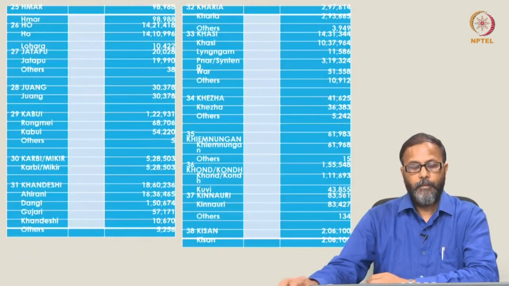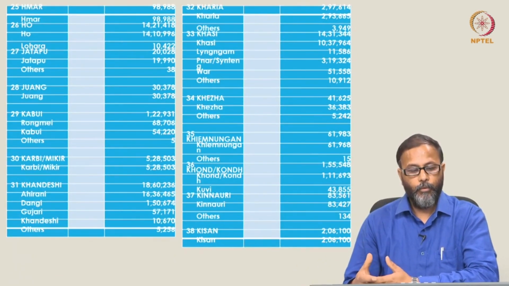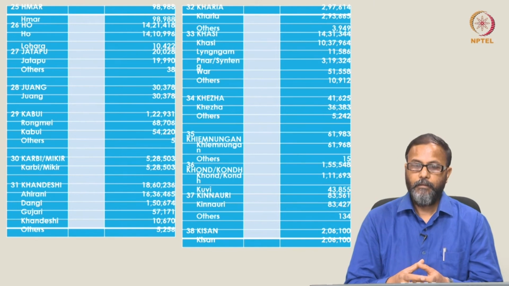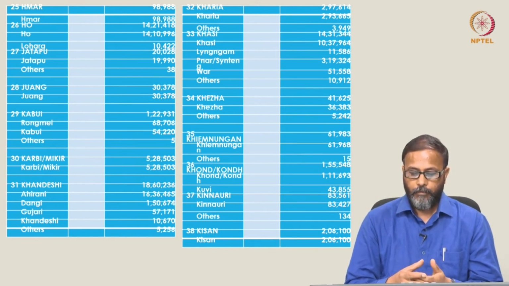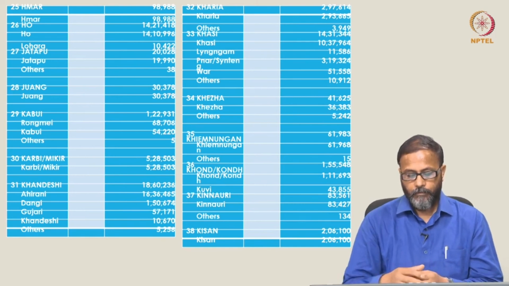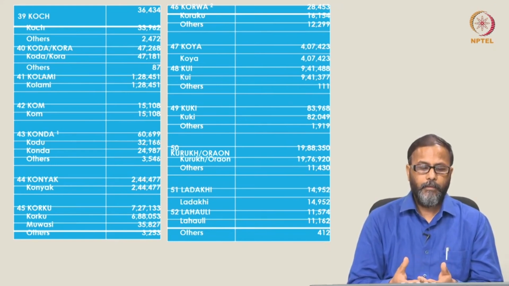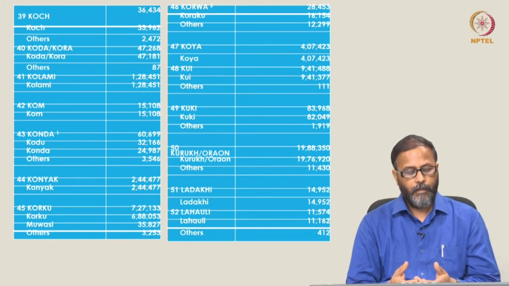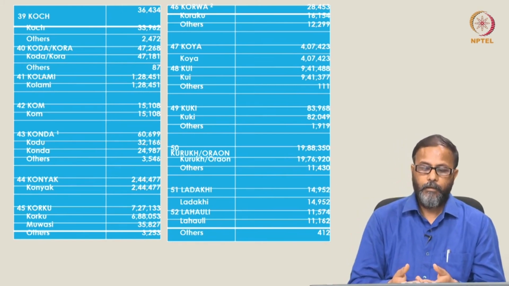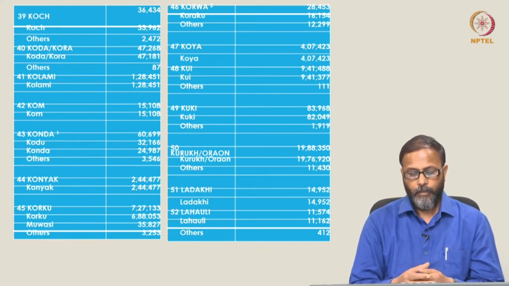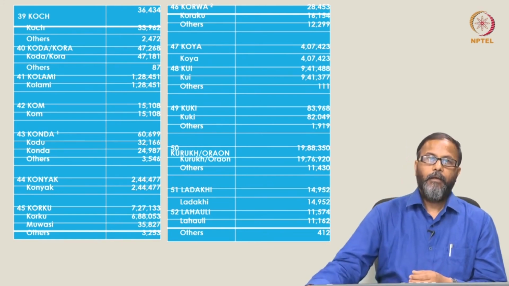Halabi, Halam, right? Languages like Mar, Ho, Jatapu, Juang, Kabui, Karbi or Mikir Karbi, Khandesi, Khariya, Khasi, Khejha, right? Khond, Kinnori, Kisan, languages like Koch, Koda, Kolami, Kom, Konda, Konyak, Korku, Korava, Koya, Kui, Kuki, Kuruk or Oraon, Ladakhi, Lahauli, right?